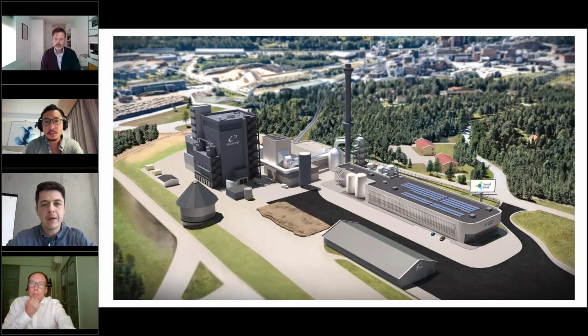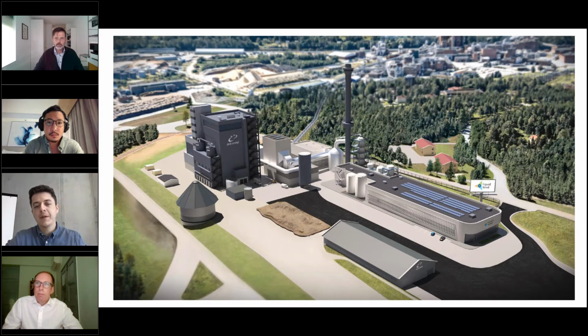Just to illustrate what that looks like, this is a render of our e-methanol plant. On the left side, we can see the already existing biomass CHP that currently produces district heating and electricity from waste forest residues, so wood. We basically dock onto their flue gas stack to then capture the CO2 and combine it with hydrogen in our facility.